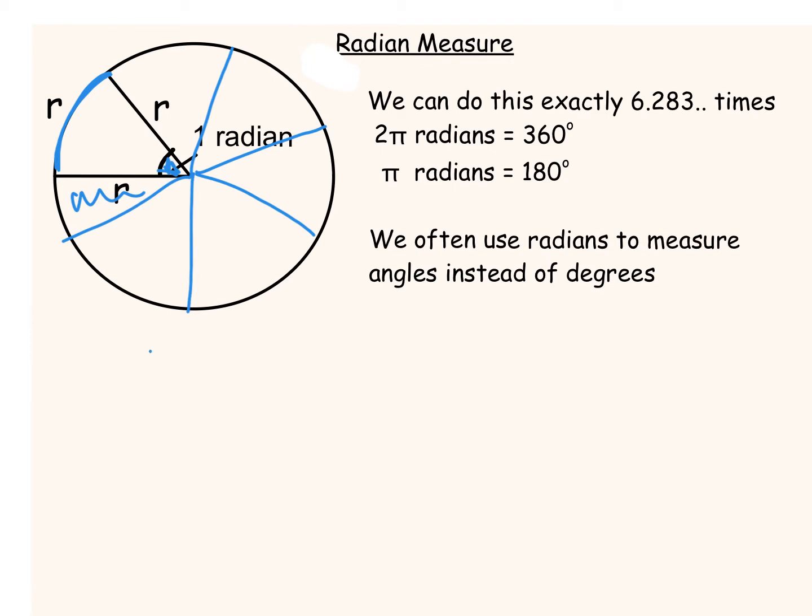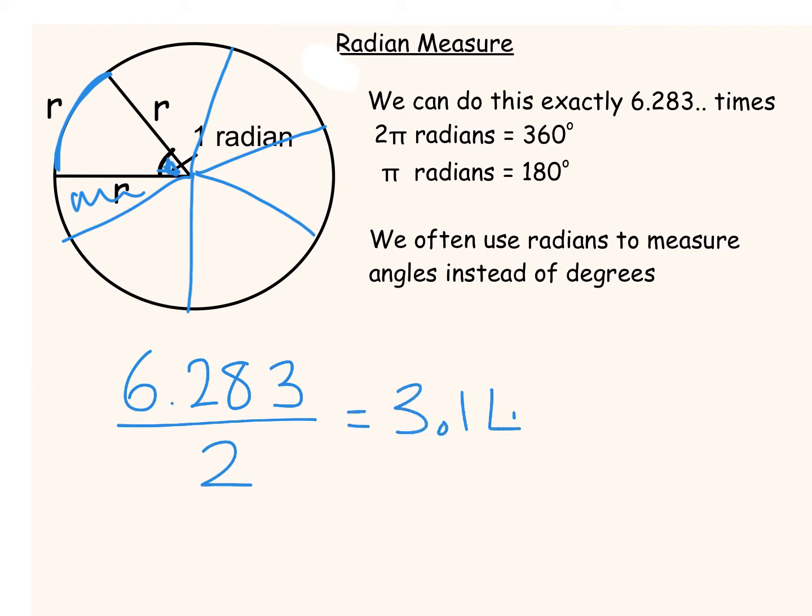Does the number 6.283 look familiar at all? What about if you were to half it? If you halved it, you would get 3.14, which is equal to pi. So what actually happens is the full circle is worth 360 degrees, but this full circle can give us 6.28 radians, which is 2 pi. So 2 pi is the equivalent of 360 degrees. Therefore, that means that pi is the equivalent of 180 degrees. Okay, so that's the most important thing to take away from this.